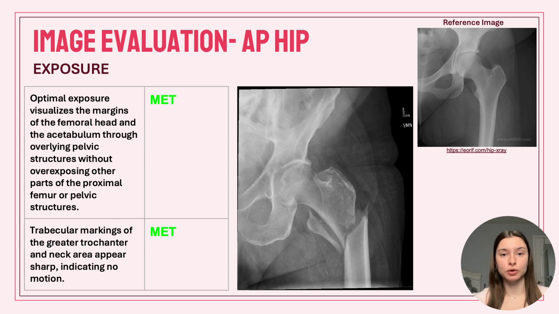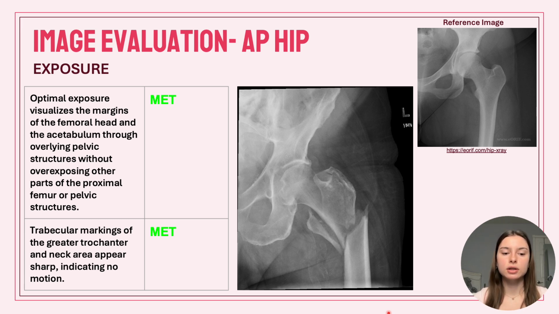So next we have the exposure criteria. So optimal exposure visualizes the margins of the femoral head and the acetabulum through overlying pelvic structures without overexposing other parts of the proximal femur or pelvic structures. I did say met for this one because the exposure in this image does look really good, and there's no overexposure or underexposure in any of the areas, and all of the anatomic structures can be seen very well.